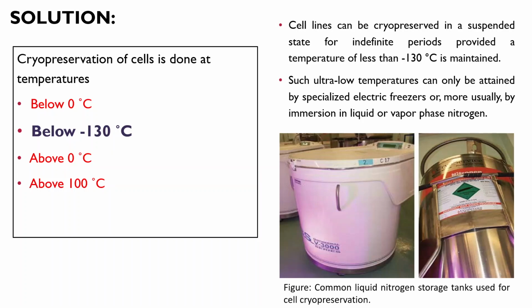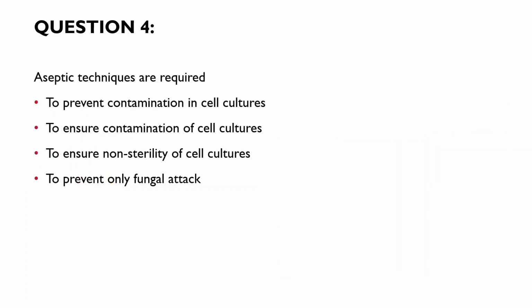For this purpose, we usually use electric freezers or the liquid or the vapor phase of nitrogen, and the temperature that is usually attained with the help of the liquid or the vapor phase of nitrogen is minus 196 degree centigrade. Question number 4. Aseptic techniques are required to prevent contamination in cell culture, to ensure contamination of cell cultures, to ensure non-sterility of cell culture, or to prevent only fungal attack.